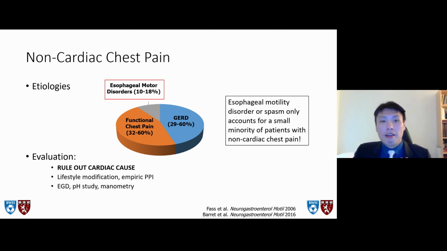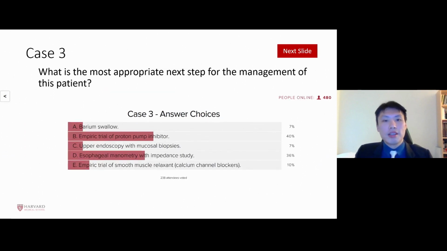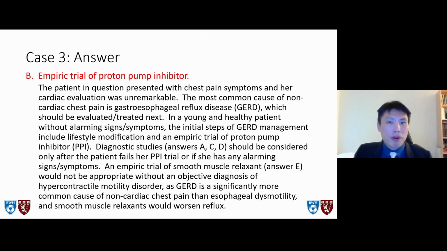Starting an empiric trial of a calcium channel blocker is actually not recommended because remember, GERD is the most common cause, and smooth muscle relaxants tend to increase reflux. So if you just empirically start them on a smooth muscle relaxant, they may actually make their symptoms worse. So the answer to this question is actually an empiric proton pump inhibitor for non-cardiac chest pain as a first-line therapy.